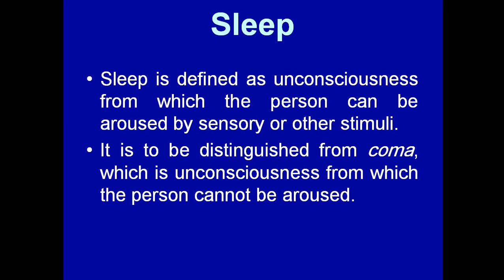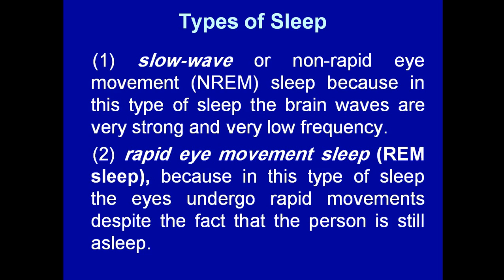So according to EEG there will also be a classification of sleep. Sleep is defined as unconsciousness from which the person can be aroused by sensory or other stimuli. And this is what differentiates it from coma. Coma is unconsciousness from which the person cannot be aroused. Meaning we cannot wake the patient from this unconsciousness. This is the difference between sleep and coma.